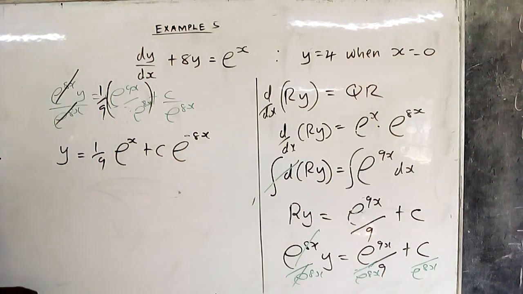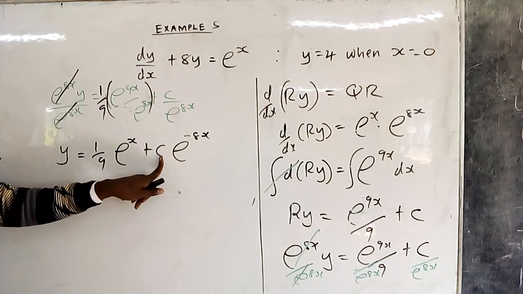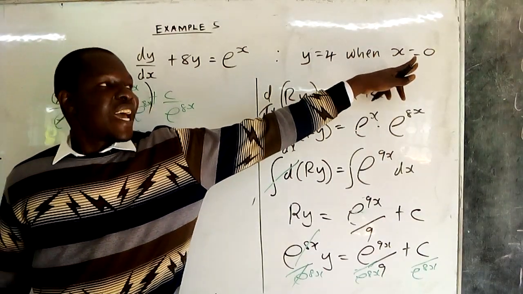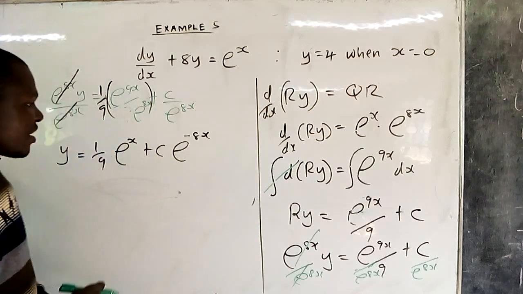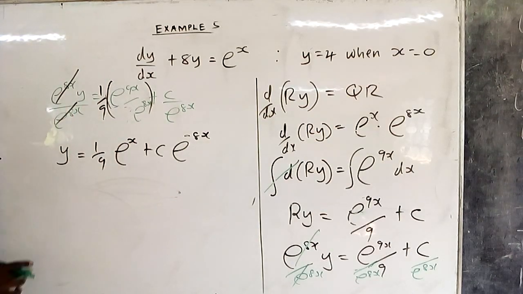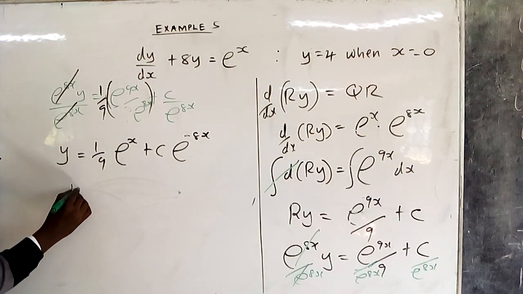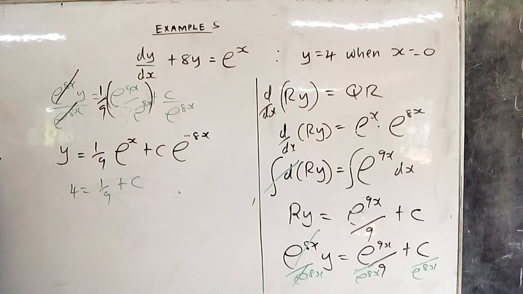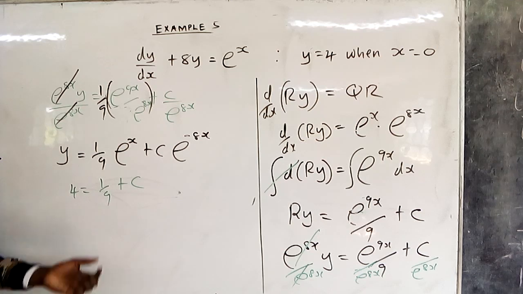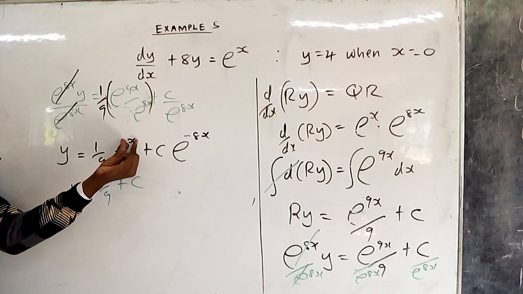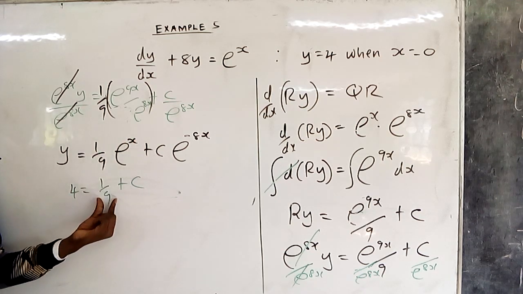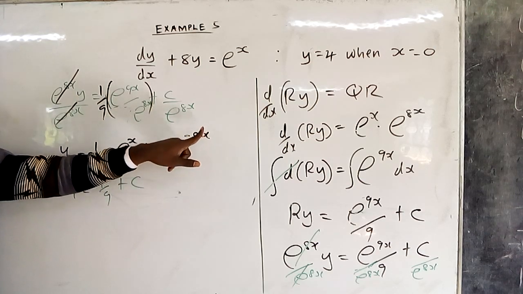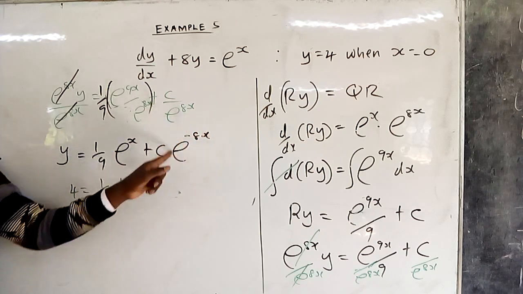Good, very good. Now after this, we want to get rid of c, isn't it? For you to get rid of c, you use the condition that y is 4 when x is 0. Meaning where there is x, you put 0. Where there is y, you put 4. So what do we get? 4 is equal to 1 over 9 plus c, because this is exponential 0, and anything raised to 0 is 1. You remain with 1 over 9. This is exponential negative 8 times 0, which is 0, and exponential 0 is 1, so you remain with c.